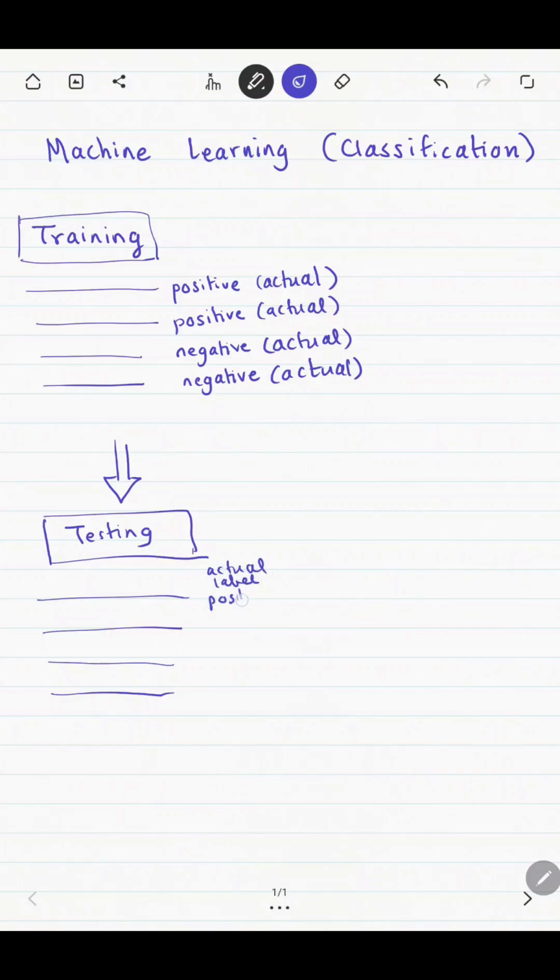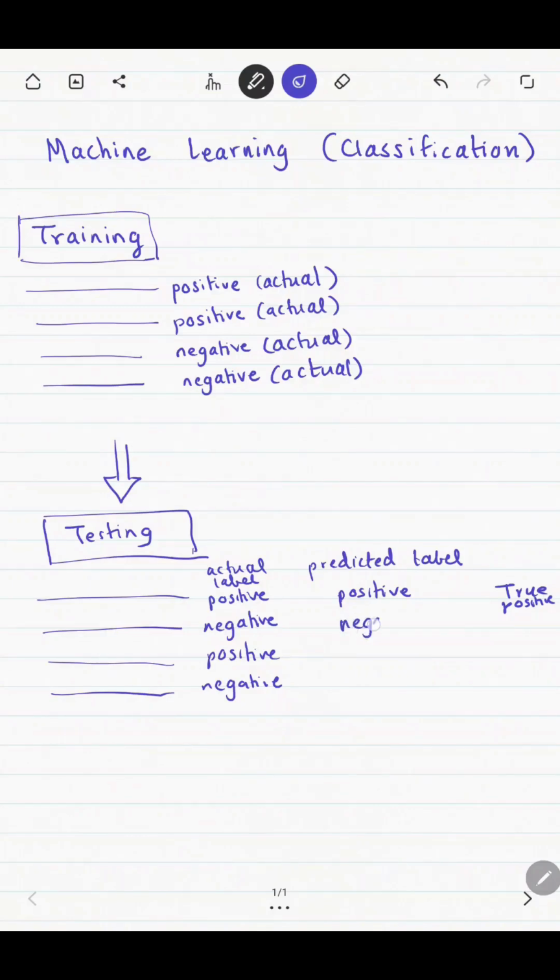and for some of the rows, the model will correctly predict them as positive. So we'll call them true positives. And for some of the rows, the model will correctly predict the negative rows as negative. So we'll call them true negatives. But there might be some rows which actually had the label as positive, but the model classified them as negative. So those will be false negatives. And there will be some rows for which the label was negative, but the model falsely or wrongly classified it as positive. So those will be called false positives.